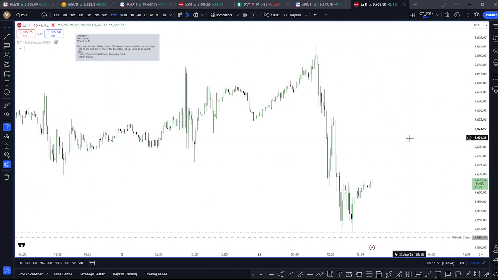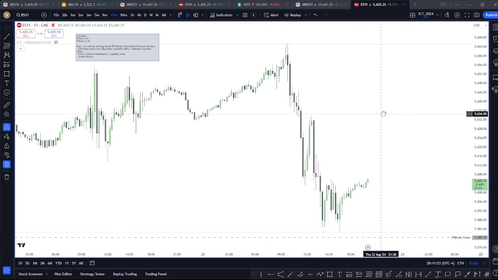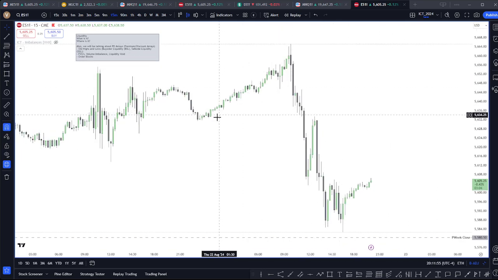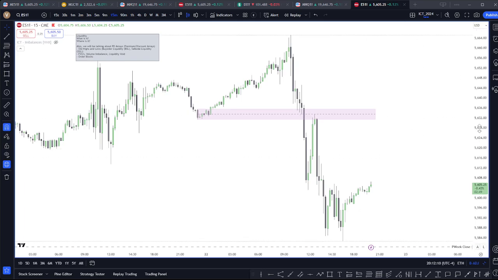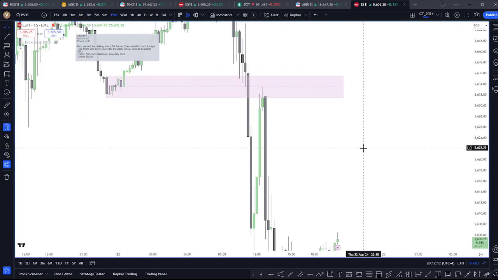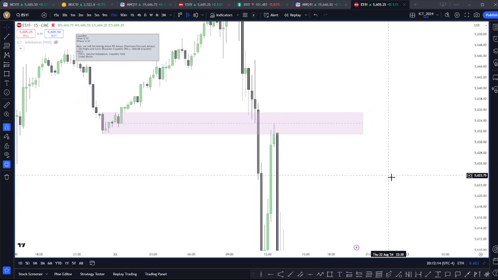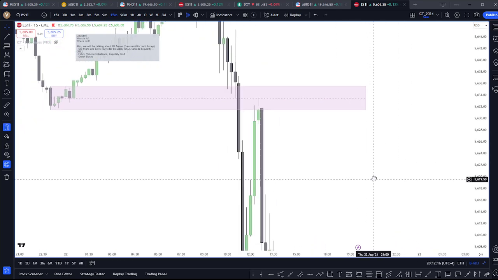Let's see if we can figure something out. See, this is the 15 minutes time frame. High, low, higher high. This is your breaker block. This is the last order block. See here, price went exactly to the midpoint of this, exactly to the midpoint, and then went down.